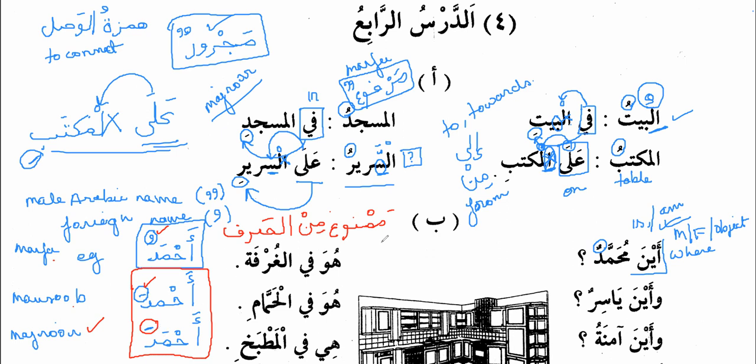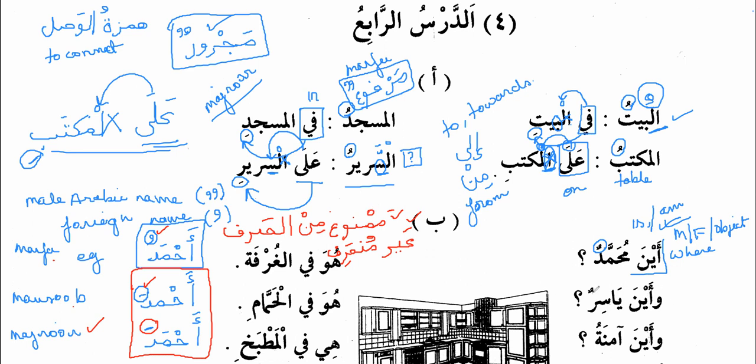And in short, you can say ghayr munsarif. This is also an Arabic term. Ghayr munsarif means it cannot be changed. Ghayr means not. It cannot be changed to kasra. So both of the terms are correct for this. So this is very important. You should make a note of it.